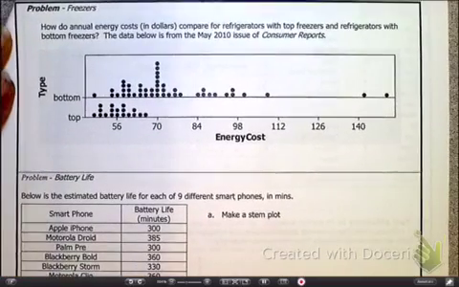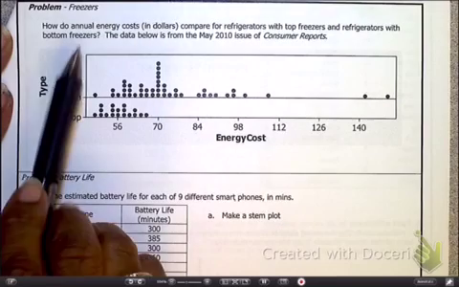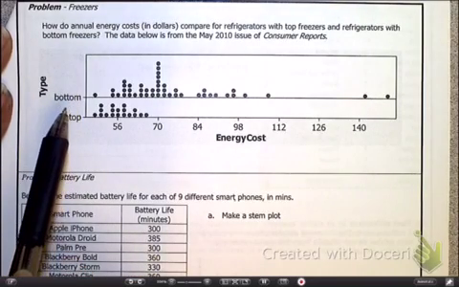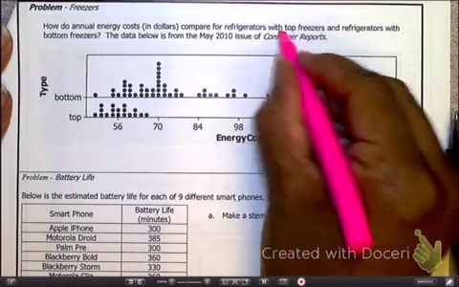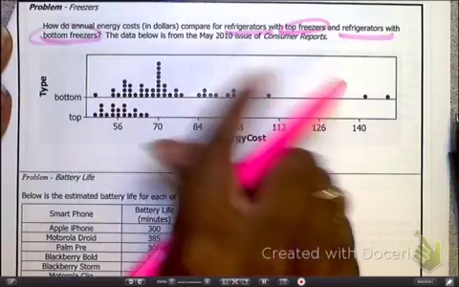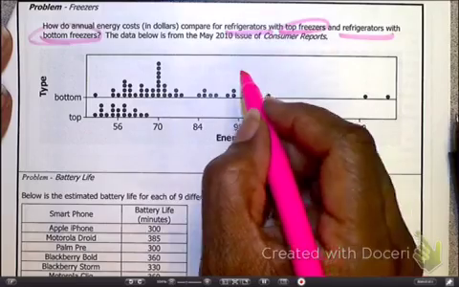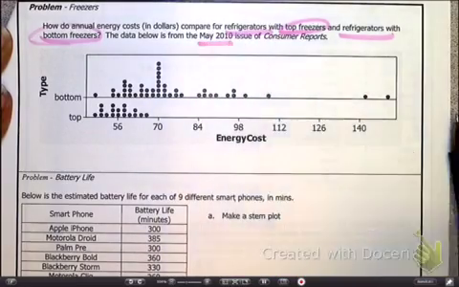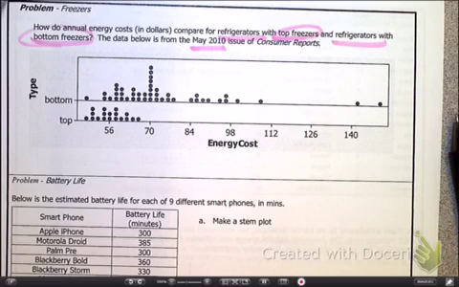Now, turn your notes to page 7, and as you go to page 7, please read that. Okay, so you can see right here we have dot plots that represent energy cost of a refrigerator with a top freezer versus a refrigerator with a bottom freezer, trying to see which one is more energy efficient in terms of cost. This data was collected in May of 2010 from Consumer Reports. We have to do an analysis.